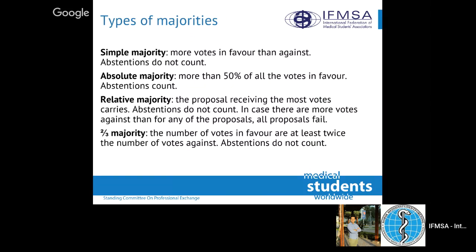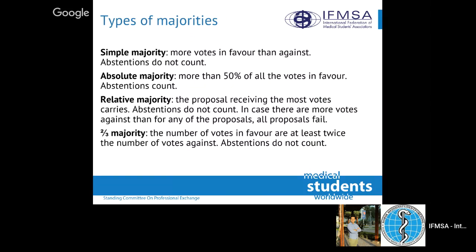In case of absolute majority, however, the motion passes only if there are more than 50% of all the votes in favor. And in this case, abstentions count. So that means that more than half of the people, in this case with voting rights, are actually in favor of the proposal.